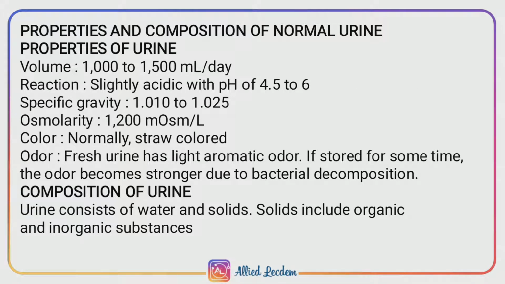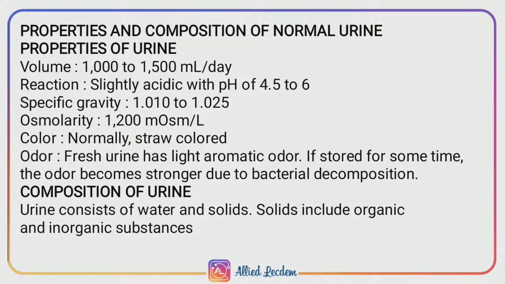Properties and composition of normal urine. Here we can see the volume should be 1000 to 1500 ml per day and the reaction is slightly acidic with pH of 4.5 to 6. Next, specific gravity, osmolarity, color and odor.